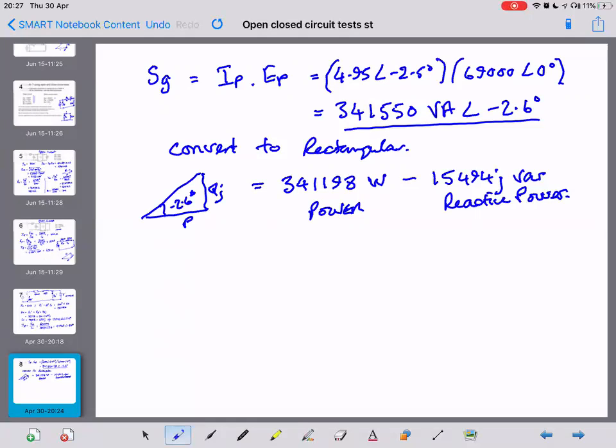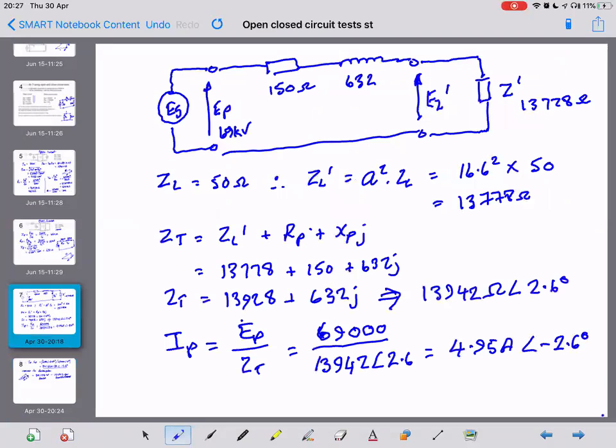So how are we going to find the power dissipated in the load resistor? Let's pop back to the diagram. We want to find the real power in this load Z, which is pure resistance, remember.